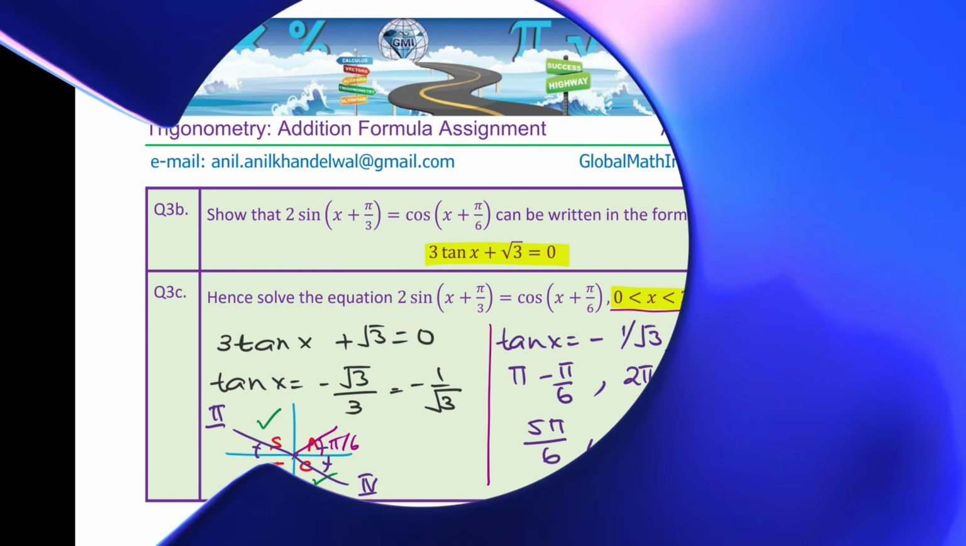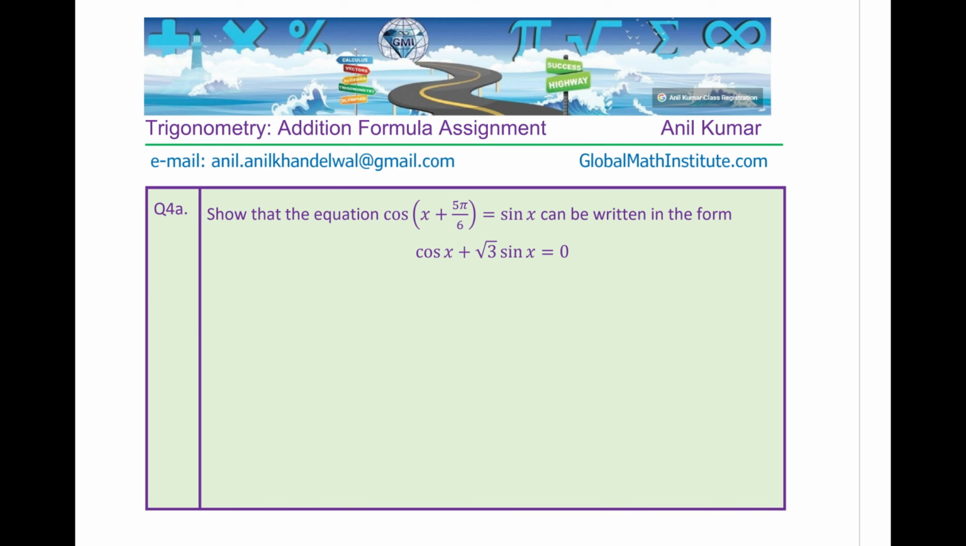Now let's take up the last question, which is question number 4. Part A is, show that the equation cos of x plus 5 pi by 6 equals to sin x can be written in the form cos x plus square root 3 sin x equals to 0. Very interesting question. I would like you to pause the video and answer this question.